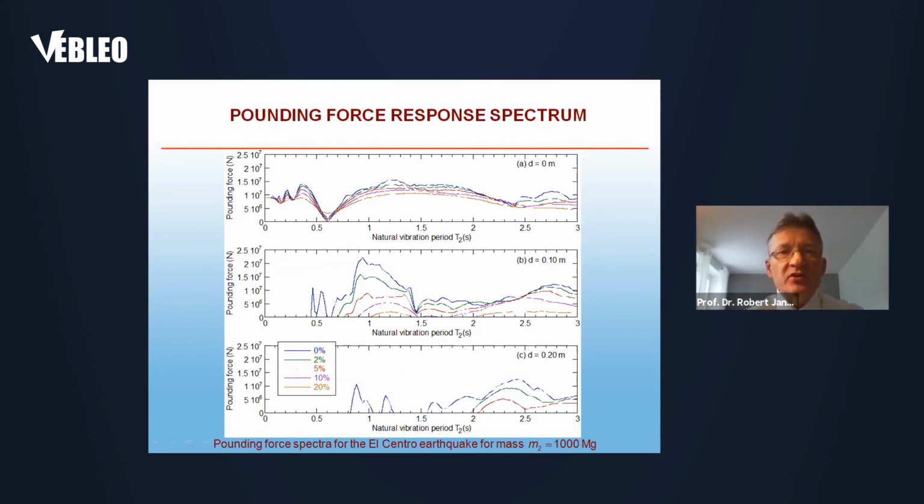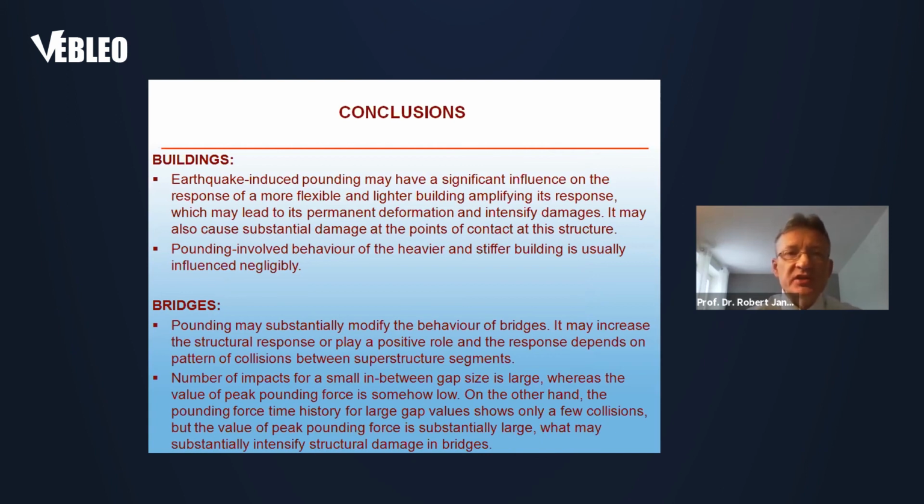Coming to the conclusions of my presentation concerning buildings, earthquake-induced pounding may have a really significant influence on the response of a more flexible and lighter building. It may amplify its response, which may finally lead to permanent deformation or some other type of damage. It may also cause substantial damage at the points of interaction of the structures. On the other hand, the pounding-involved behavior of the heavier and stiffer building is usually influenced negligibly.